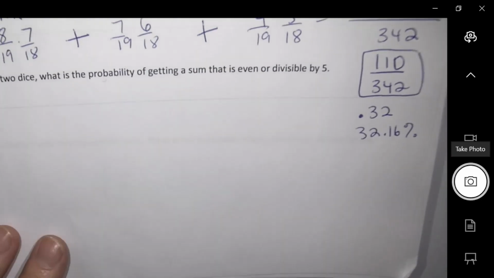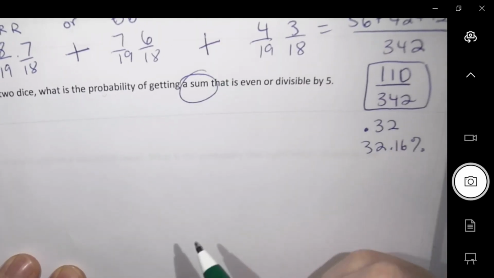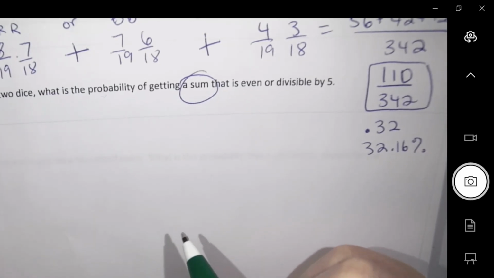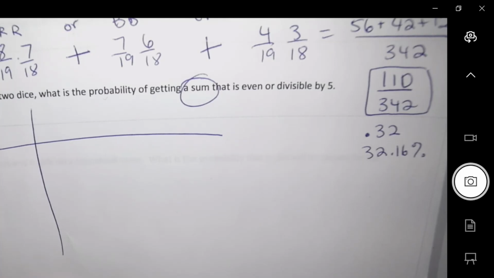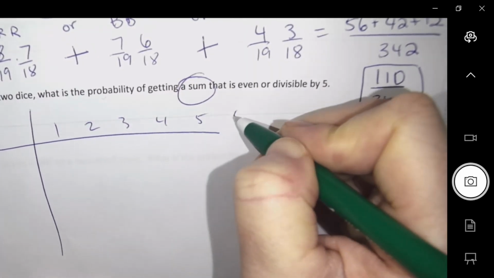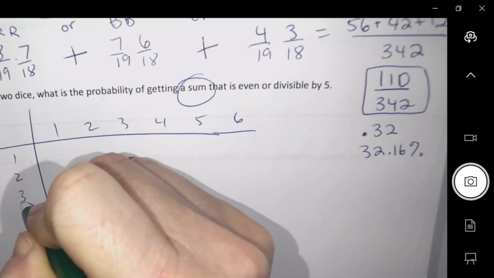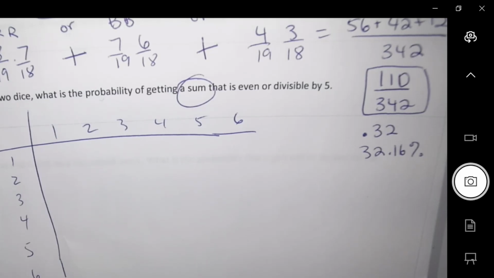Okay, when rolling 2 dice, what's the probability of getting a sum? So on these questions, we have to figure out all the possible sums. So I need you to do one of these charts. Okay, I'll give you a minute to fill it in.